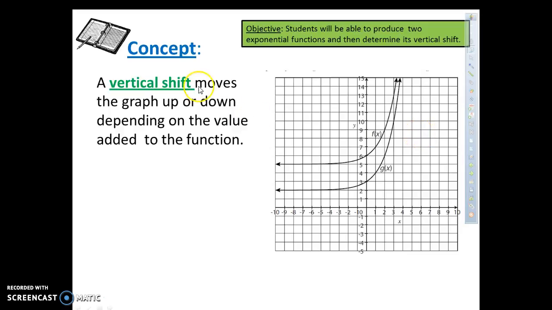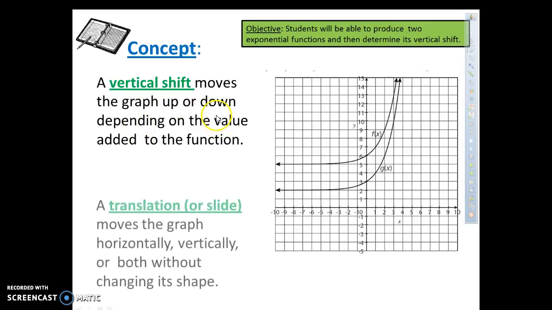Okay. Next definition I want you to include in your notes, a vertical shift. A vertical shift moves the graph up or down depending upon the value added to the function. And we kind of just talked about that. Make sure that's added into your notes.